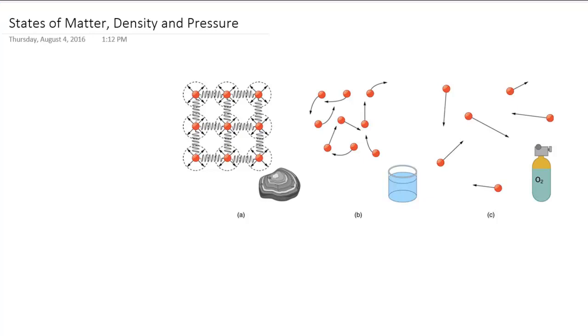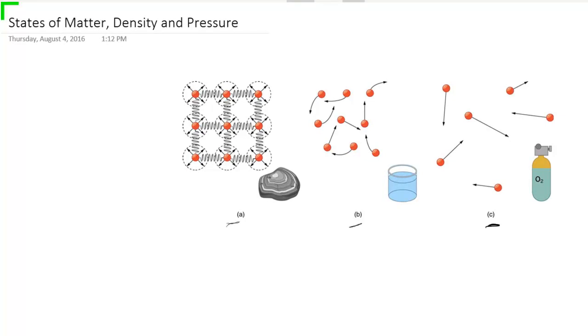The first thing we need to talk about before we talk about fluid mechanics is different states of matter, density, and pressure. So in this first figure, in figure A, we have a solid, in B, we have a liquid, and in C, we have a gas.